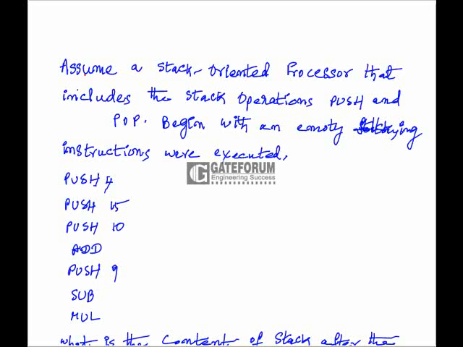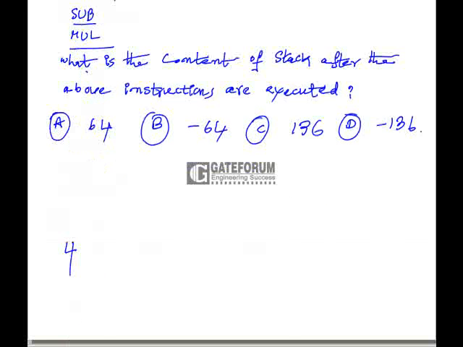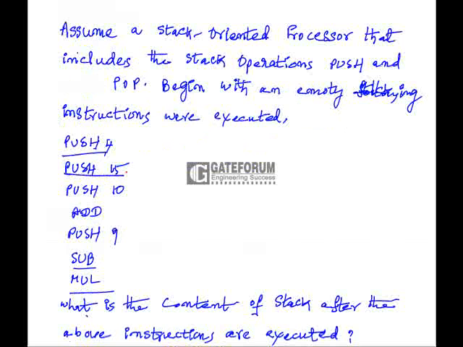A stack oriented processor includes the stack operations push and pop. Begin with an empty stack. The following instructions were executed: push 4, push 15, push 10, add, push 9, subtraction and multiplication. What is the content of the stack after the above instructions are executed? So the first instruction is push 4. The content of the stack will be 4, at the top of the stack. This will push the content onto the top of the stack.